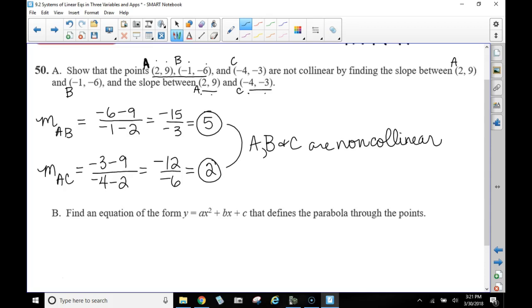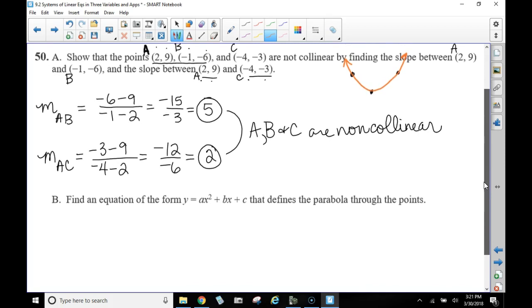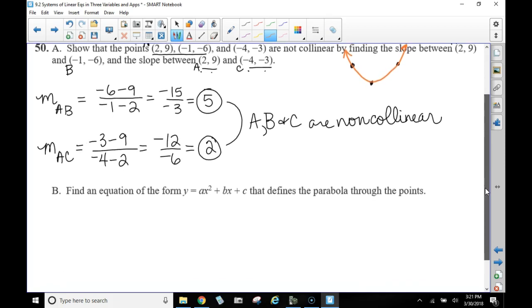Okay? So if they're not on the same line, then there's some kind of parabola that would contain those 3 points. That's basically the idea behind this. Now, parabolas have the equation in general, y equals ax squared plus bx plus c.